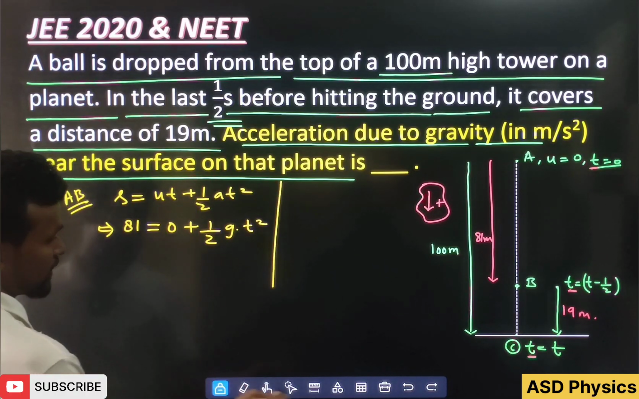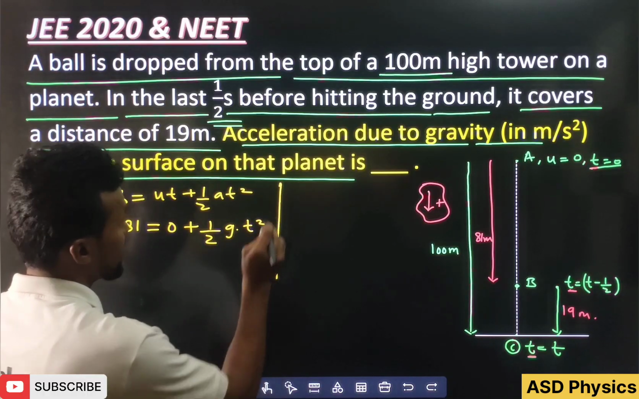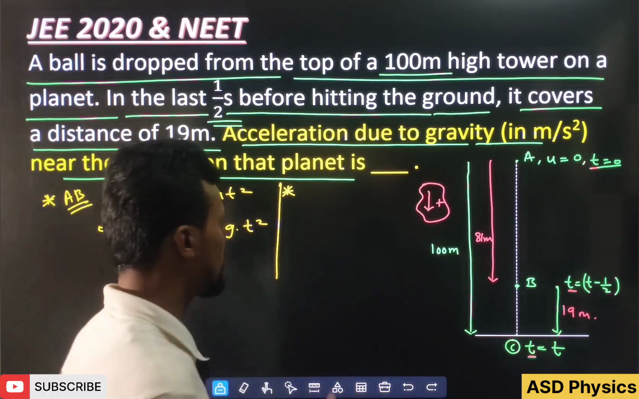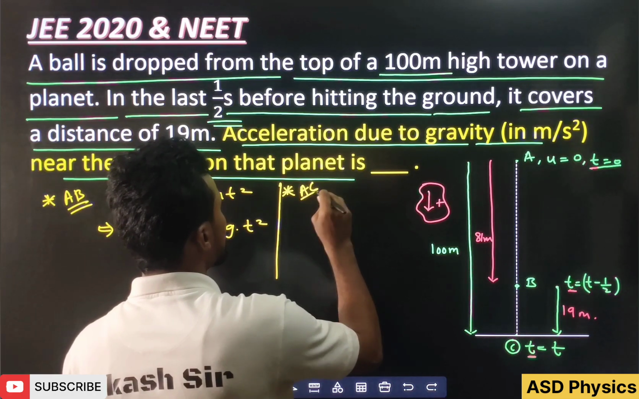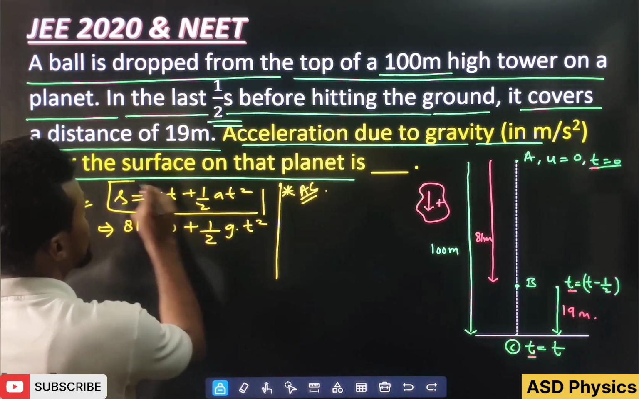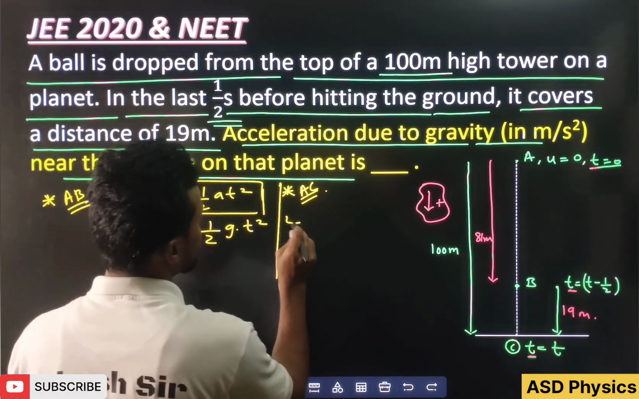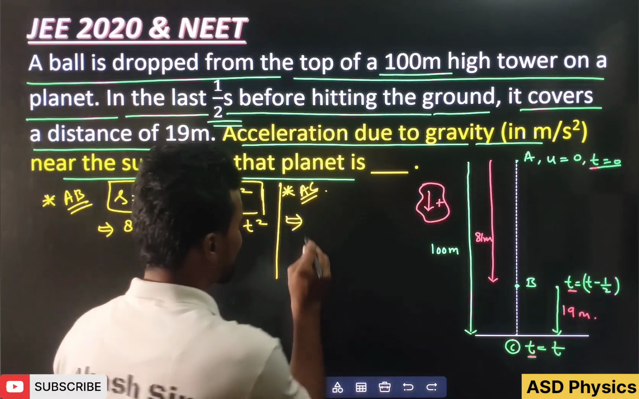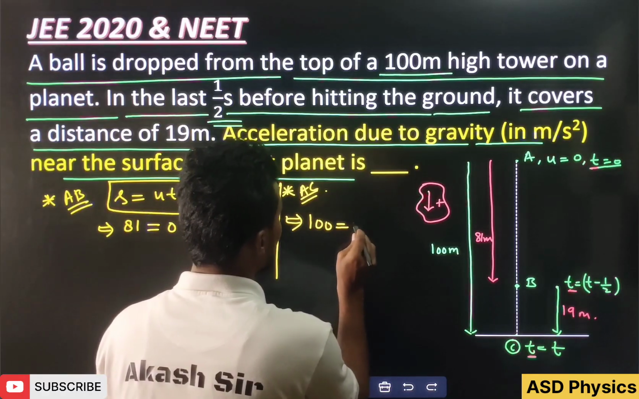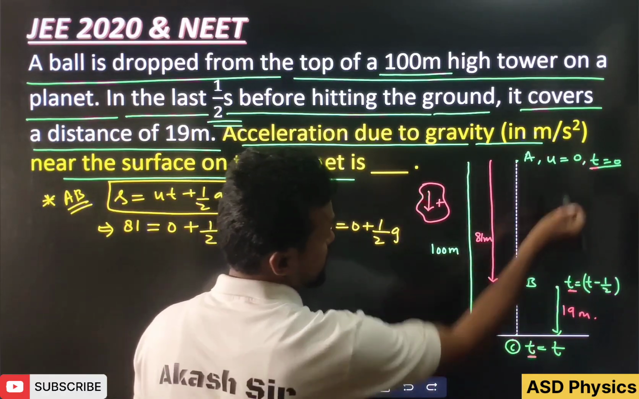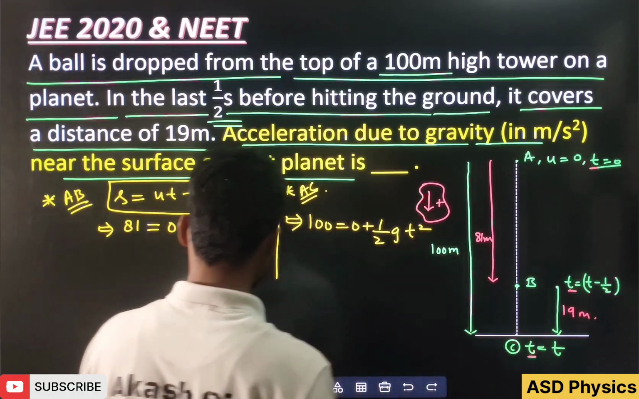Okay, now after that what I will do here, I will use the equation again, from A to C. So when I use the equation A to C, the same equation, I am going to use it. So now think, A to C how much? 100, because downward, 100 equal to 0 plus half G. How much time A to C? 0 to t, that means t square, is it?